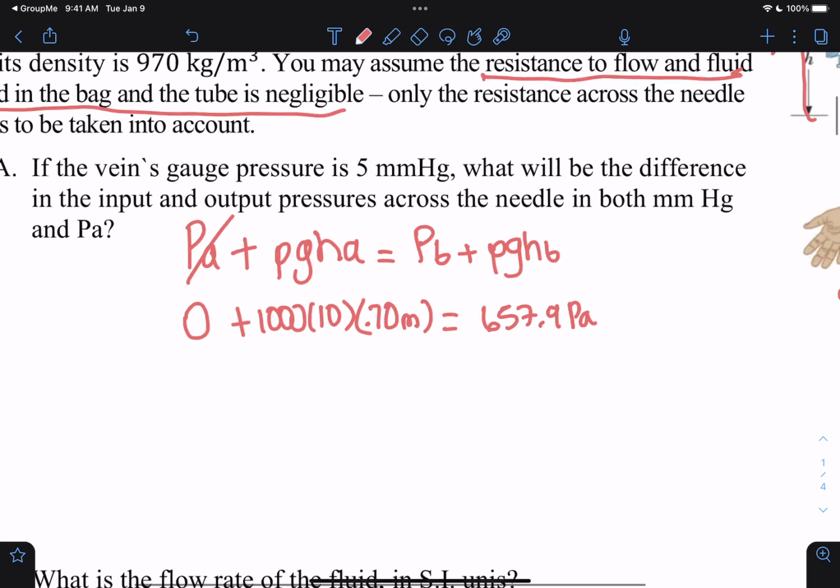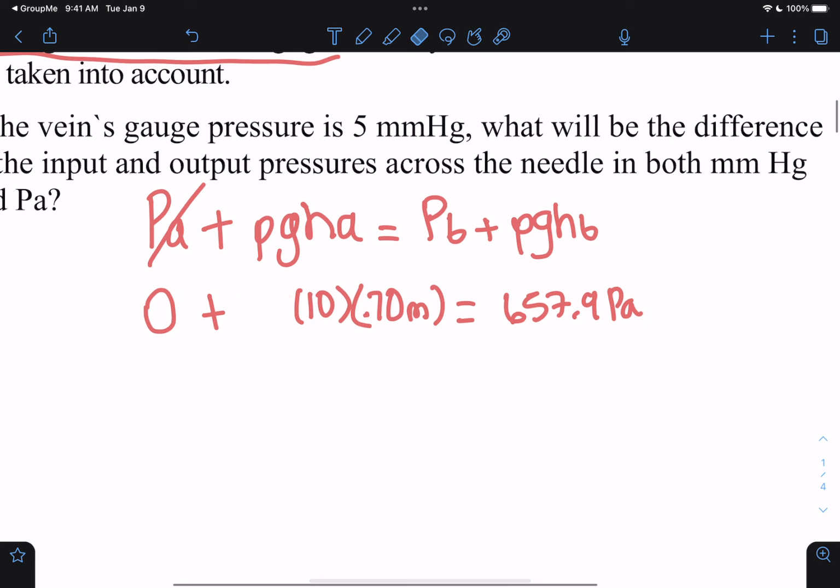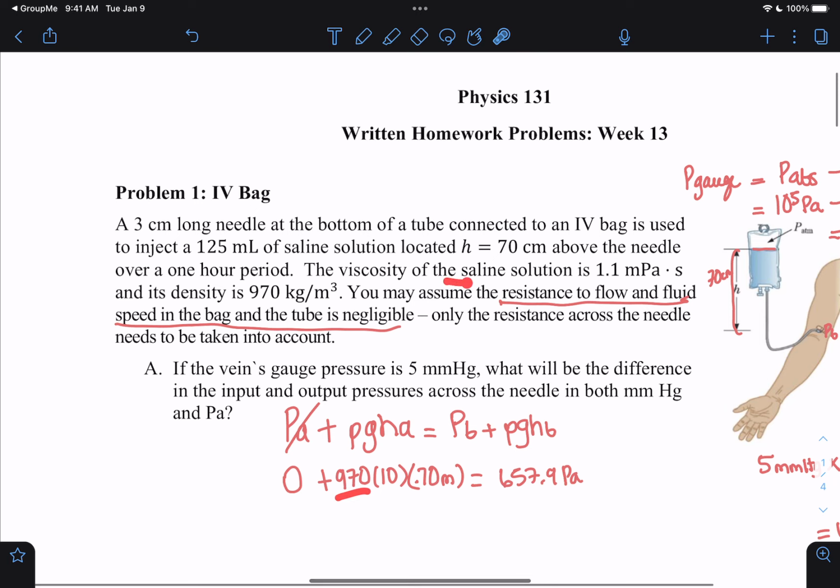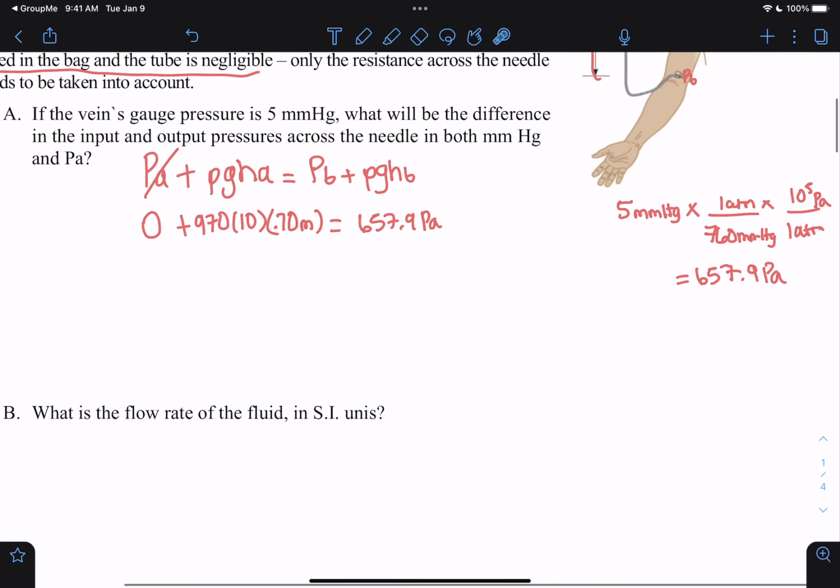Oh, well, awesome. Thank you. I did not notice that. There we go. My bad. For those who are watching, I apologize. It's not 1,000. That 1,000's for water. I forgot that the saline solution here has a density of 970 kilograms per meter cubed. So thank you for catching that.